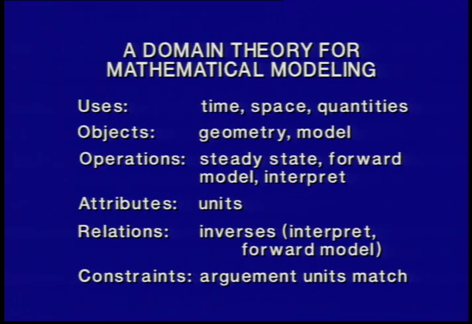Objects in this domain include geometries, which map space to material properties, and mathematical models, which map geometries, space, and time to physical quantities. Operations on model objects include computing steady-state values for quantities, doing forward modeling by computing quantities that change over time, and interpretation, an inverse operation computing geometries from physical quantities. Constraints include ensuring that measurement units of parameters to modeling operations match.